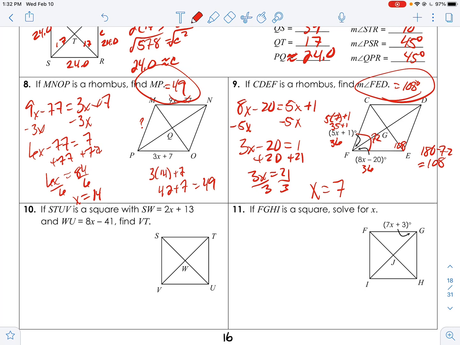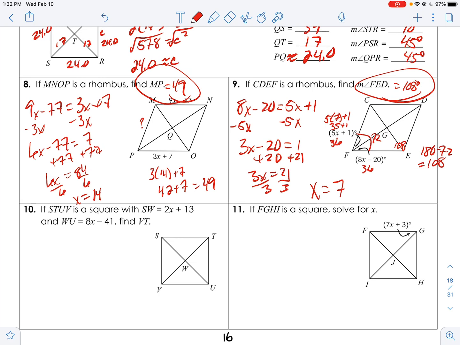Squares are even more specific on the rules. Like a rhombus is all the sides are the same, the diagonals bisect each other, and the angles that they touch. But now we put in all of the rules of, well, the middles are 90, and the insides are 90, and the corners are 90, and all the 90s.